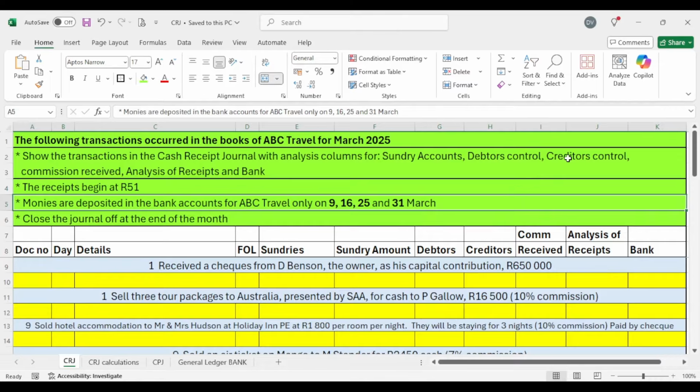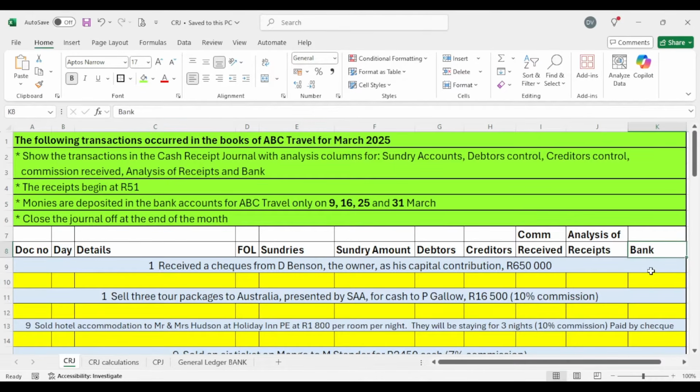Right, next one. Money will be deposited into the bank account for ABC Travel only on the 9th, the 16th, the 25th, and the 31st of March. It means here in your bank column, you will only have values on those specific dates at the end of those days. I'm going to show you how to do it.